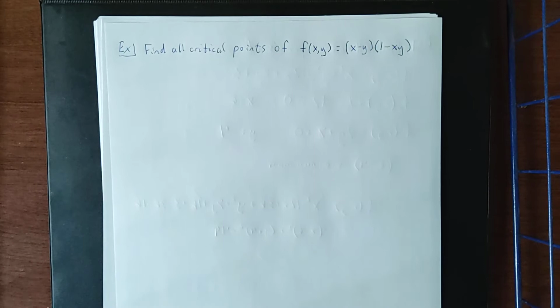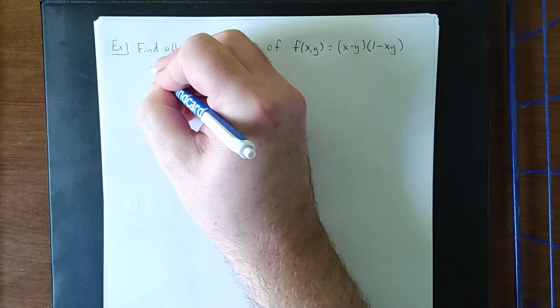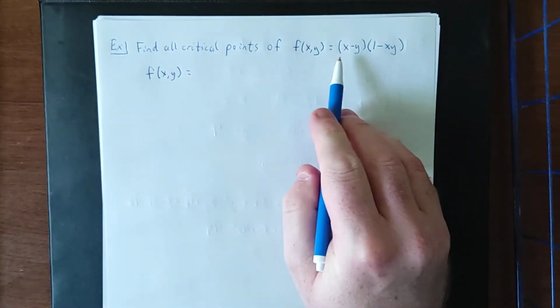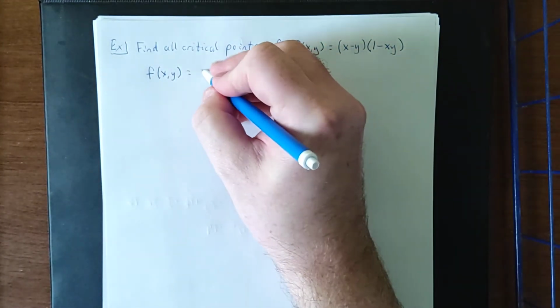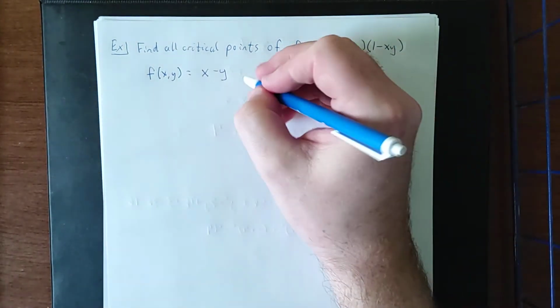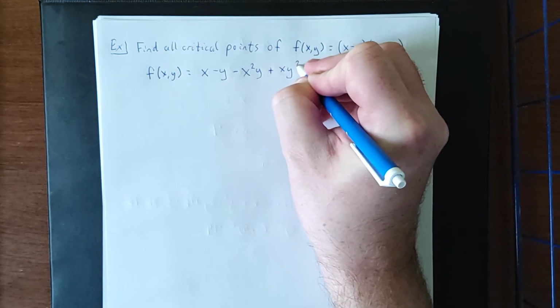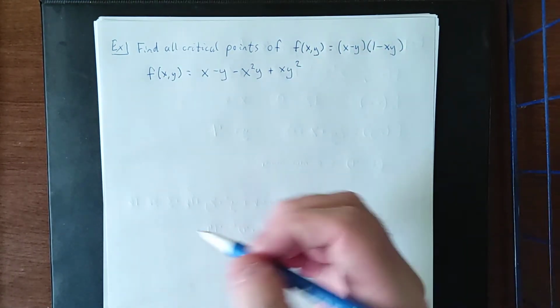which would be the following. We're going to find all critical points of f of x, y is equal to (x minus y) times (1 minus xy). So first thing I'm going to do before I start taking partial derivatives is expand, doing a little bit of algebra. So this would be x minus y times 1, and then x minus y times negative xy. That'll become negative x squared y plus x y squared. Yeah, that looks right.